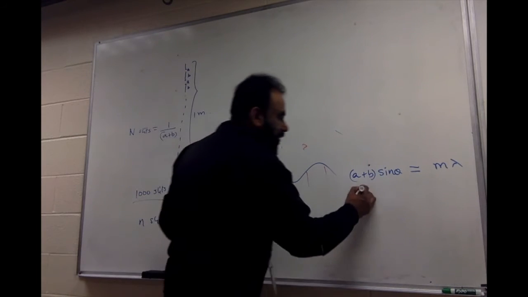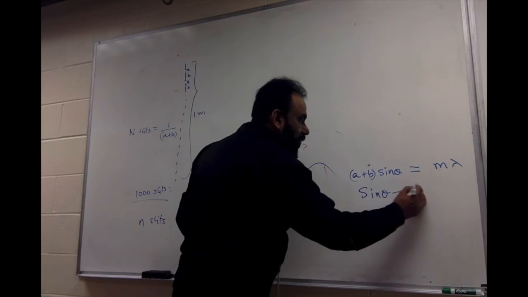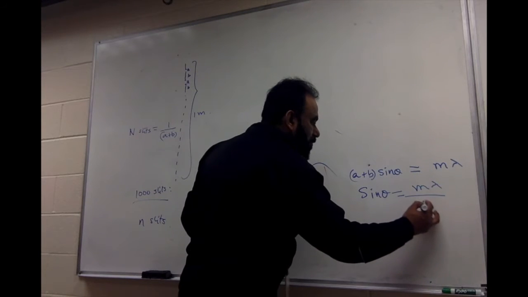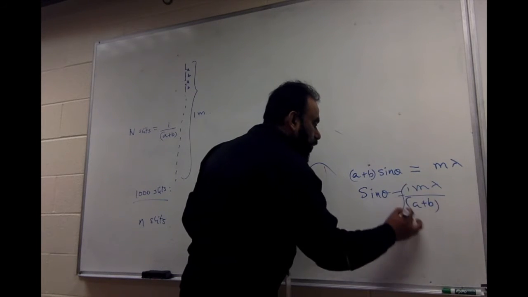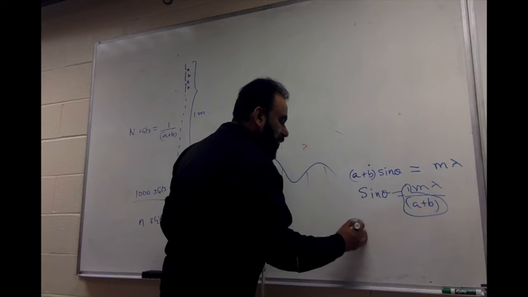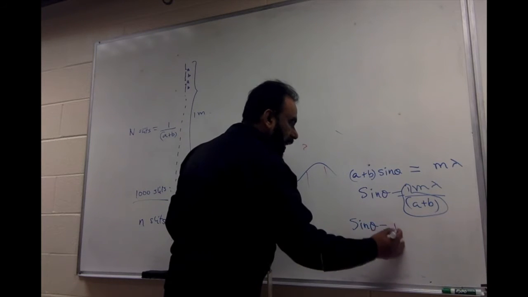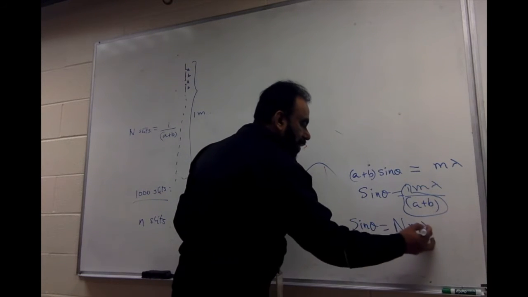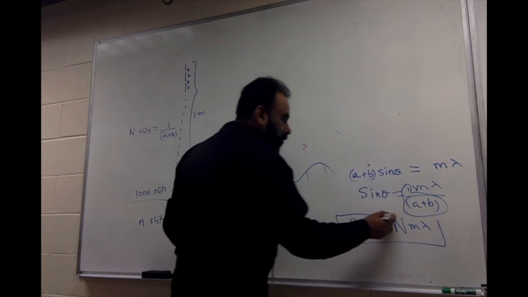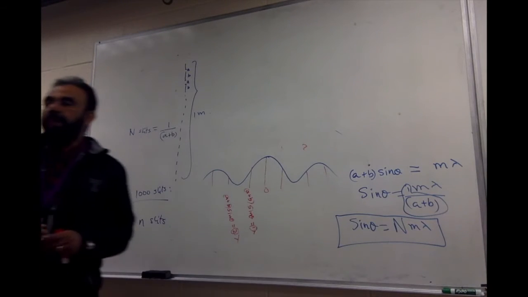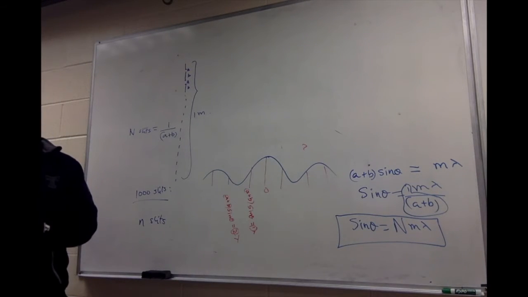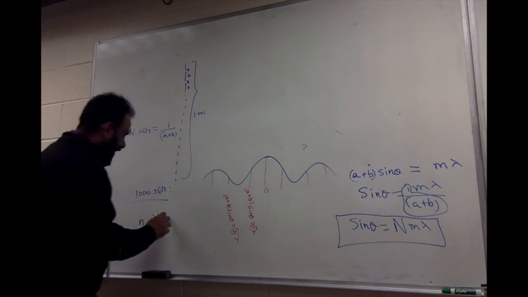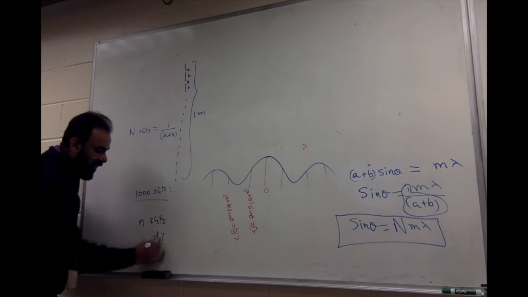So, look at this equation. Sine theta is equal to m lambda over a plus b. So 1 over a plus b can be replaced with n, and then lambda. This is called the diffraction formula. That equation is called the diffraction formula. Oh, grating, by the way. When you have n slits, it's called a diffraction grating.